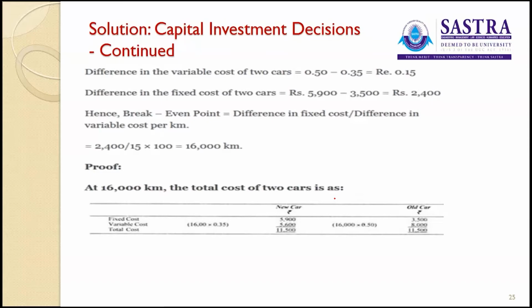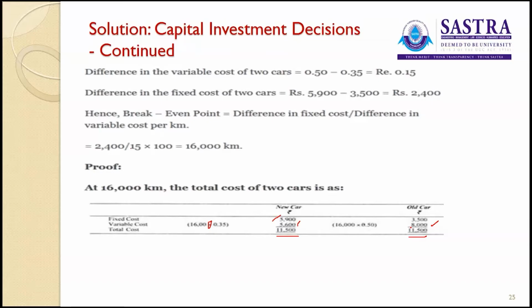So difference in your fixed cost is again 2,400. Difference in fixed cost divided by difference in variable cost. That is your 16,000 kilometers. So this 16,000 kilometers will be said to be the break-even. It is 0.15 it will be. So at 16,000 kilometers, the total cost of the two cars: we have fixed cost as 5,900. It is 16,000 only. It is 35 paise, 5,600, we have 8,000. So we'll get 11,500 and 11,500. So when you are going to travel 16,000 kilometers, both the cars are said to be the same cost.